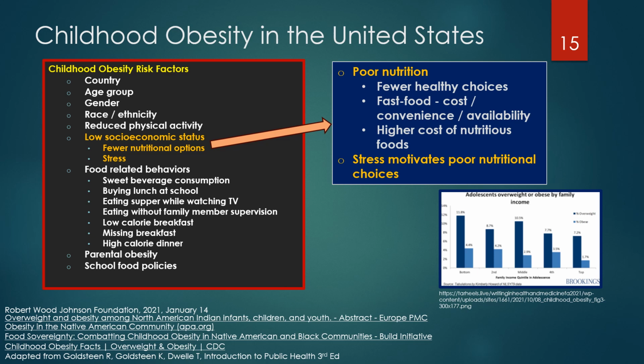Lower socioeconomic status is strongly related to poorer nutrition, often caused by fewer healthy choices in grocery stores located in low income minority neighborhoods, increased consumption of fast foods, often due to cost, convenience, and availability, and the higher cost of more nutritious, lower calorie foods. Hemmingson suggests that the stressors associated with low socioeconomic status can further motivate poor nutritional choices, leading to obesity.